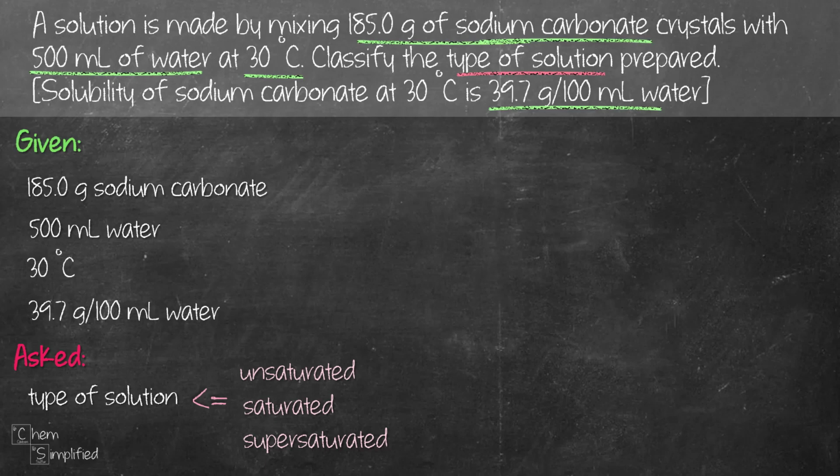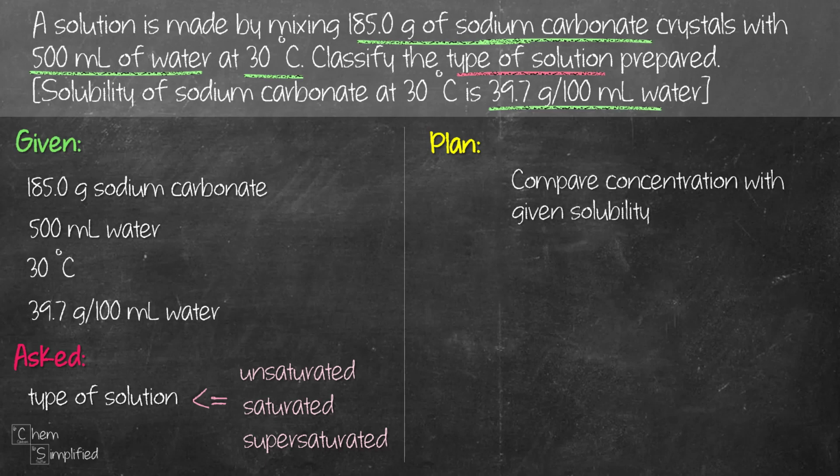Now that we've listed out all the information that's given and we know what we need to find, let's come up with a plan. So basically what we're going to do is compare the concentration of the solution that is prepared against the given solubility. So the solubility at 30 degrees Celsius is 39.7 grams of sodium carbonate over 100 ml of water. That is the given solubility.